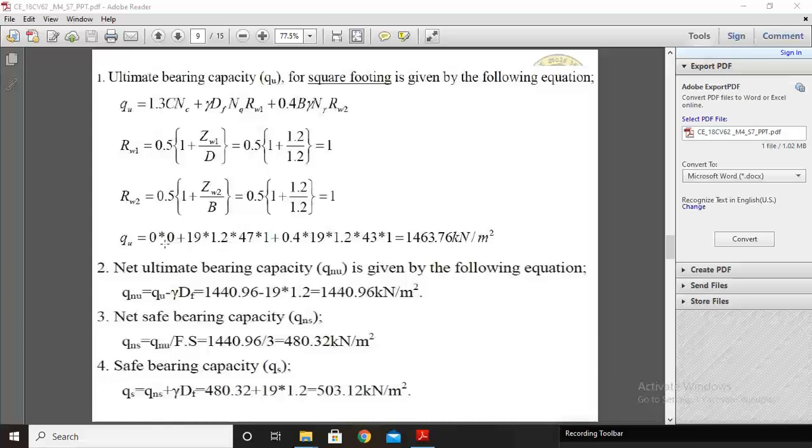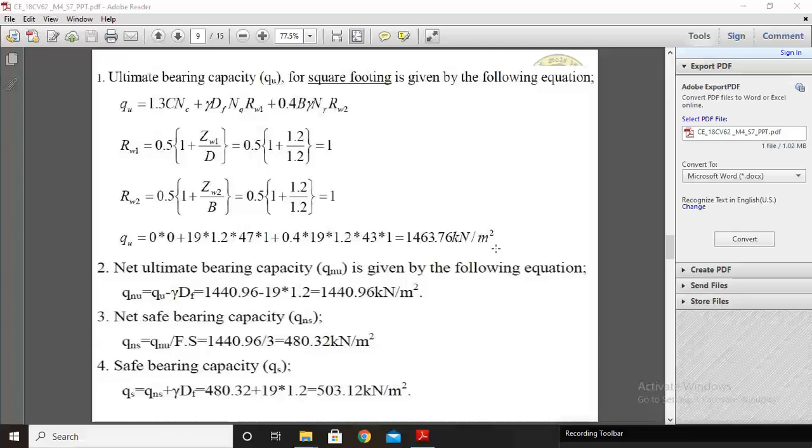Then substitute the values in the above equation. So here, sandy soil, the first parameter is 0 plus gamma is 19, Df is 1.2, Nq is 47, Rw1 is 1, plus 0.4 times B is 1.2, gamma is 19, N gamma is 43, Rw2 is 1. So the answer is 1463.76 kilonewton per meter square. This is the ultimate bearing capacity.